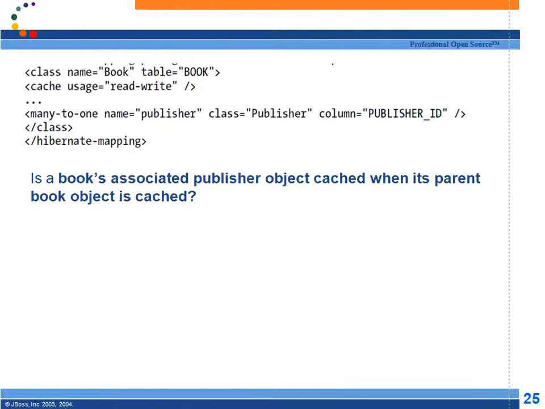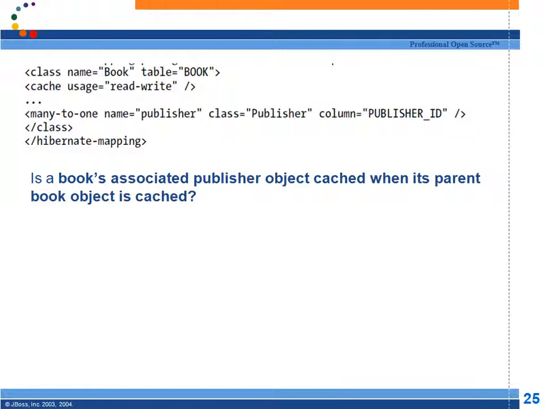Inside book cache region or publisher cache region? So every class will go into its own region only, right? Book will go into the book cache region. Publisher will go into the publisher cache region only. But book is having a reference of publisher, right? It is not having a reference of the object, it is just having the primary key, that's it.